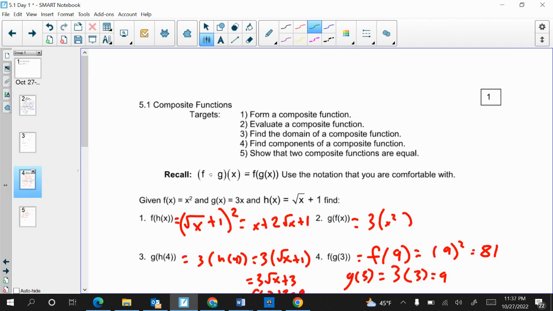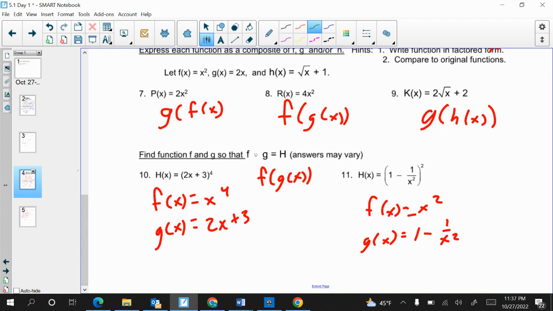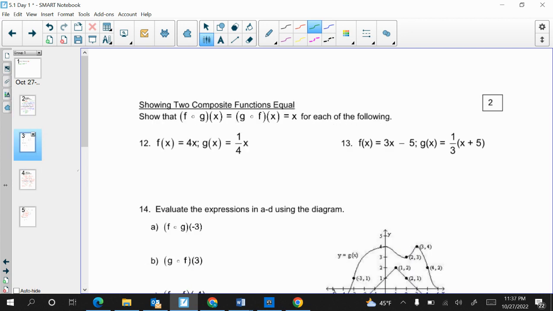Okay, just to show you that work, here we go. My f of x is x squared. My g of x is 1 minus 1 over x squared. This one's pretty nice. Again, I see this outside function, x squared, and then whatever's on the inside is the inside function. All right, let's flip over to page 2.